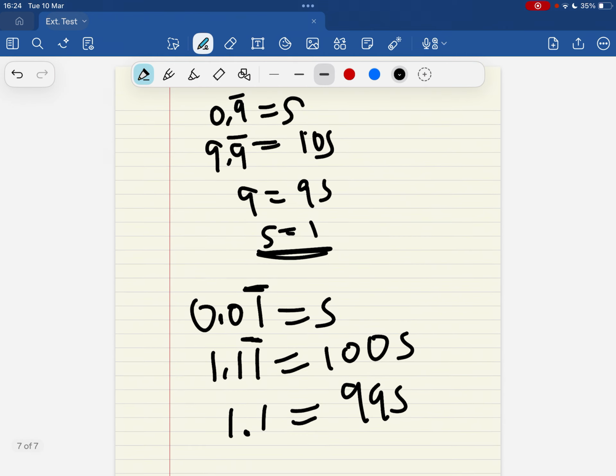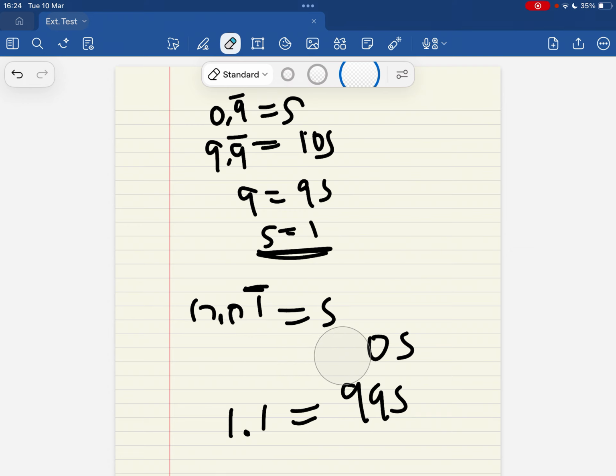One second. I told you this was impromptu. I was not prepared for this to happen. 0.01 is equal to... okay, sorry. We'll look at 0.01 later.